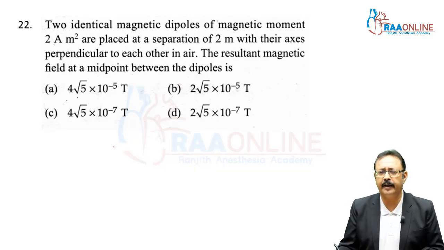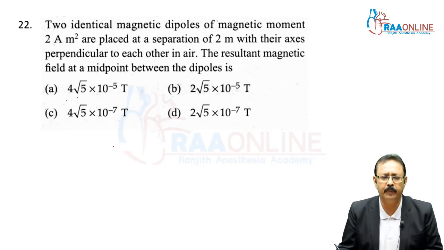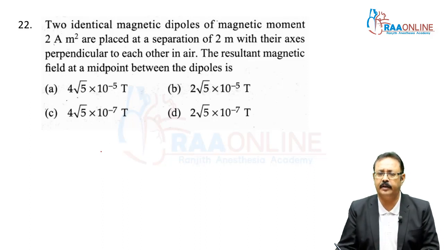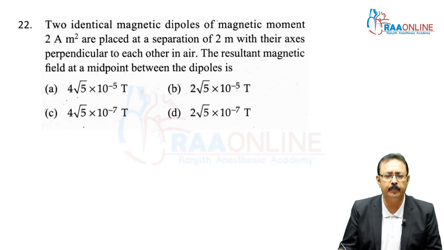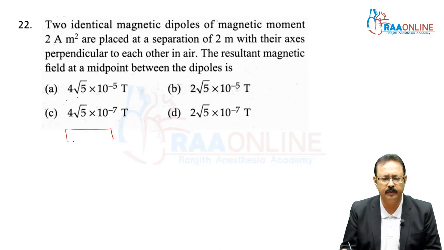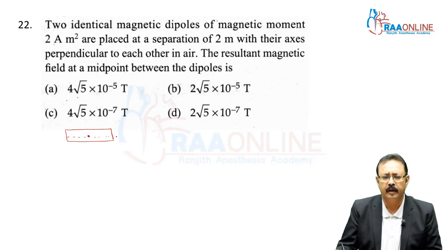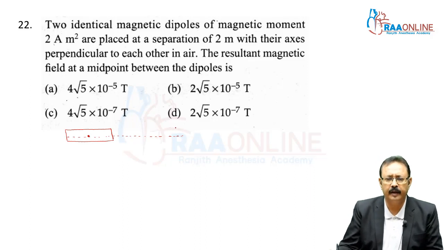Now, two identical magnetic dipoles of magnetic moment 2 ampere meter square are placed at a separation of 2 meters with their axes perpendicular to each other in air. The resultant magnetic field at the midpoint between the dipoles is? One magnet is this magnetic dipole, of small length, which you can ignore. This is its axis. The second one is like this, and its axis should be perpendicular to the axis of the first one.